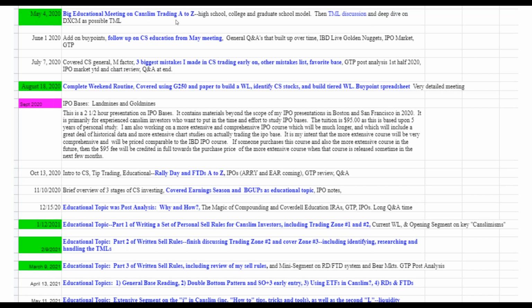This is sort of CANSLIM trading A to Z, where I walk through those 3 stages in much more detail. August of 2020, this was a weekend routine, how I used the Growth 250 in the paper to build a watch list every weekend. And then January, February, and March of this year, if you don't have written sell rules, you need to get those 3. I walked through it in great detail, and you will have your own set of written sell rules by the time you go through these 3 meetings. And it sort of tracks the 3 stages on the MarketSmith chart. So you can reach out.